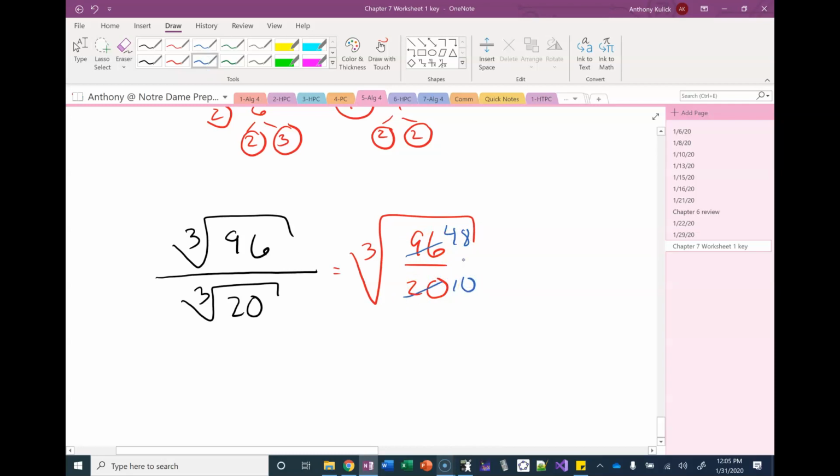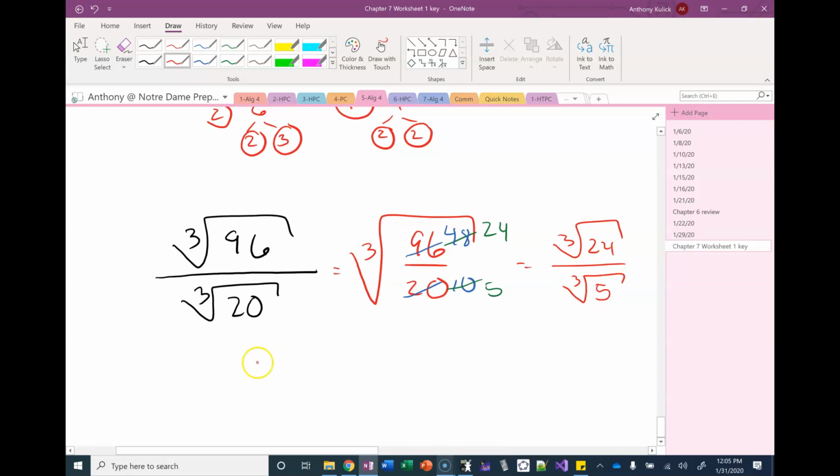What about now? Can we do any more reducing? We can take another 2 out. 48 divided by 2 is 24. And 10 divided by 2 is 5. Can we do any more there? Okay. So I'm going to write this as cube root 24 over cube root 5.